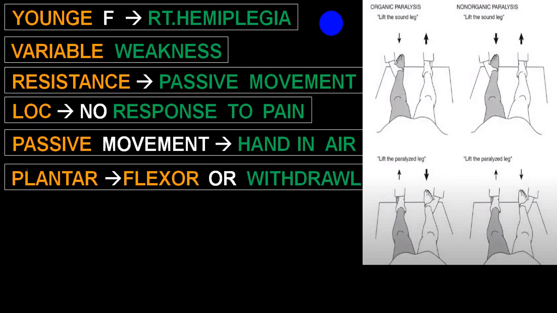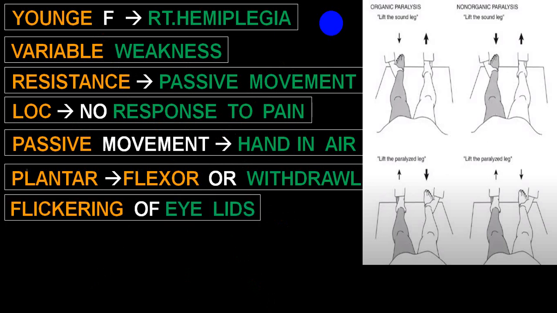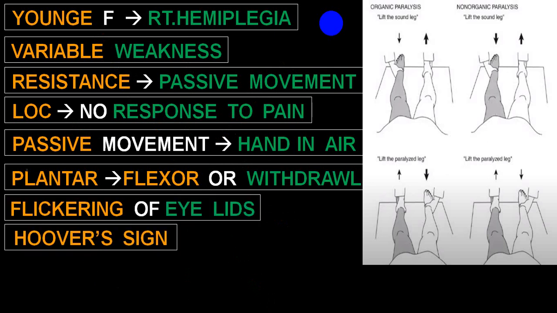Plantar reflex will be flexor and withdrawal. Flickering of the eyelids will be very commonly seen, and Hoover's sign will be positive. So in a Hoover's sign, the person who is having malingering, or we call as organic, or we call hysterical, the lower limb will press over the couch when you ask to uplift the damaged side. That will be Hoover's sign.